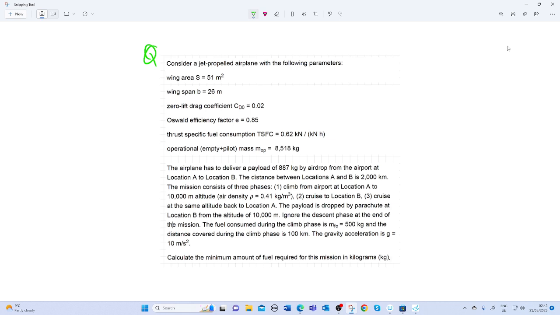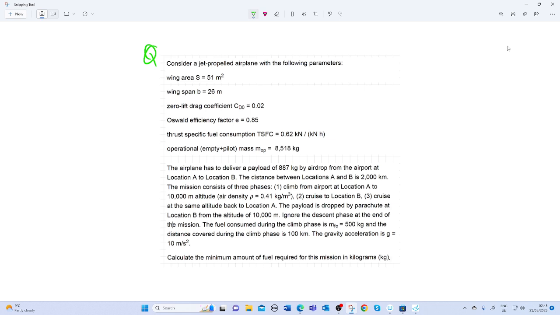Second, cruise to location B. Third, cruise at the same altitude back to location A. The payload is dropped by parachute at location B from the altitude of 10,000 meters. Now, ignore the descent phase at the end of the mission.